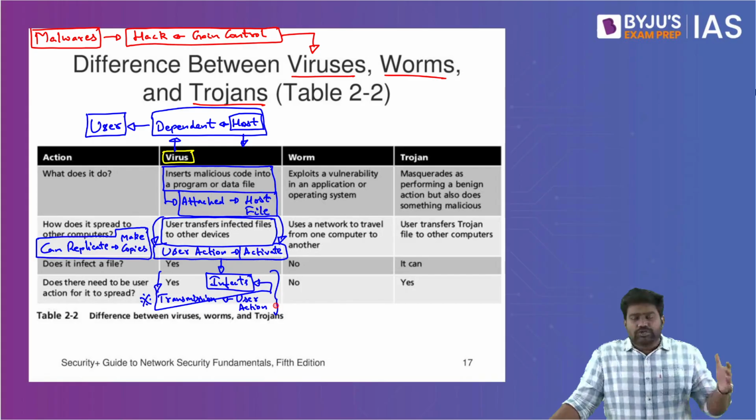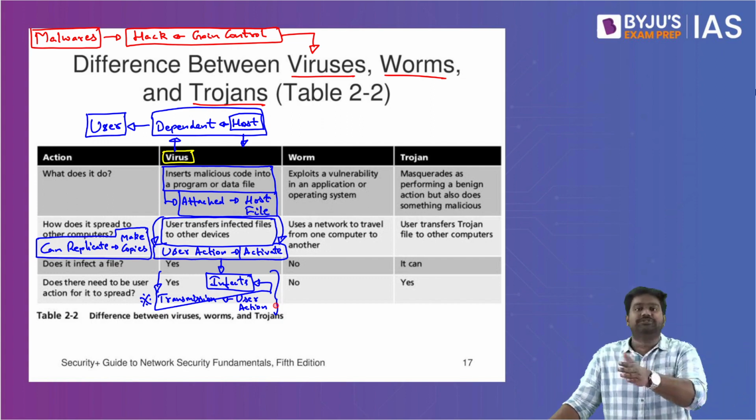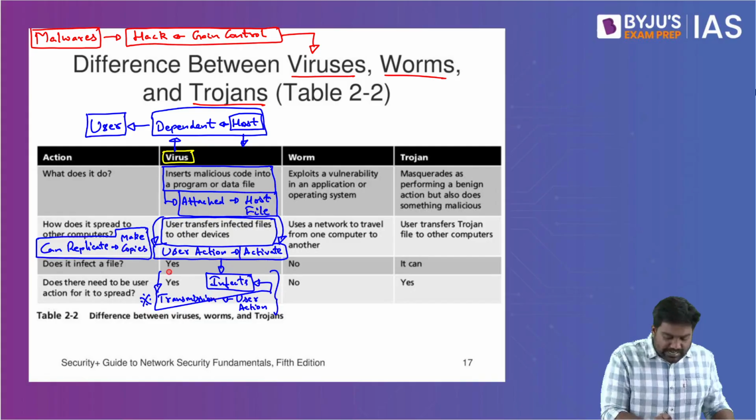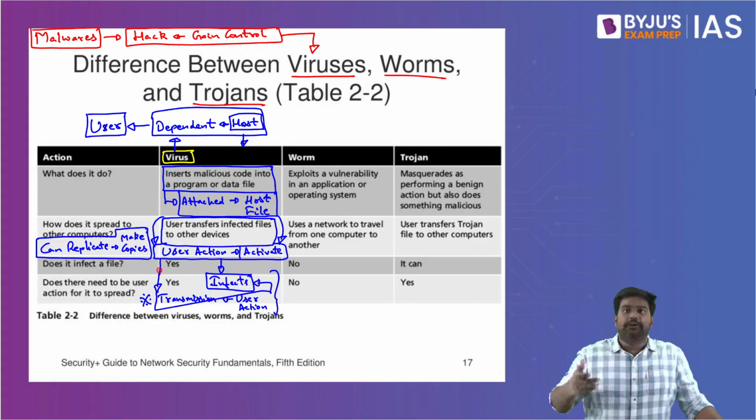Understood? Just like a biological virus doesn't spread just like that, right? You need to perform certain actions. Like HIV, for example, right? It spreads through certain actions. COVID-19 or other respiratory diseases, they spread through certain actions. Similarly, a computer virus requires a user action even to transmit to other systems, to infect the whole network.